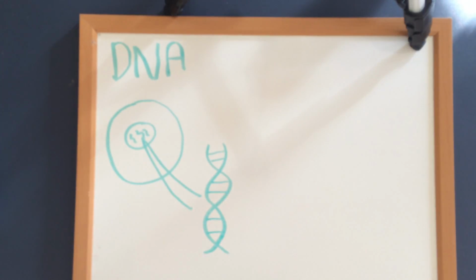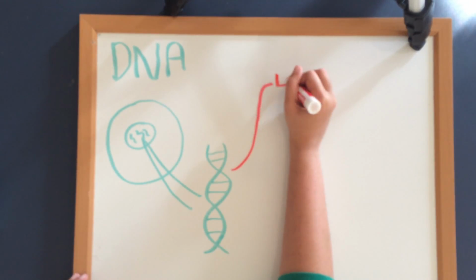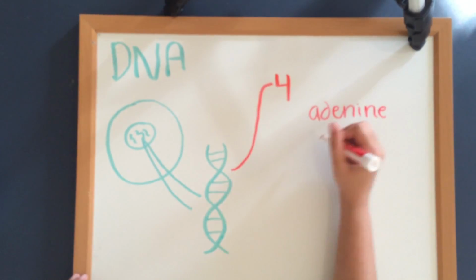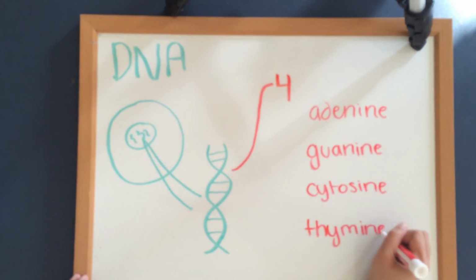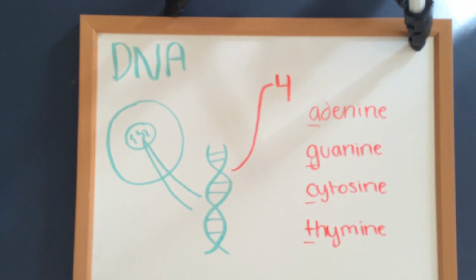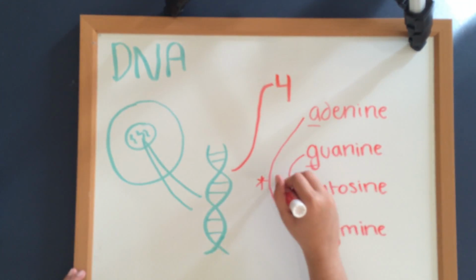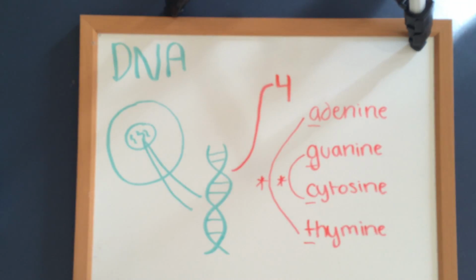These strands are made of four monomers called nucleotides, known as adenine, guanine, cytosine, and thymine, known by just their first letter. These nucleotides bond to one another in a pattern known as complementary base pairing. Specifically, A pairs with T and C pairs with G.